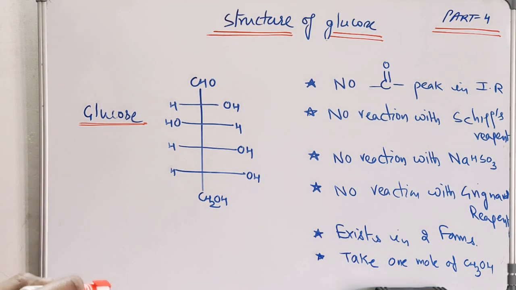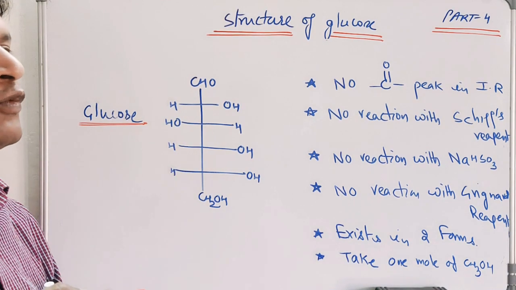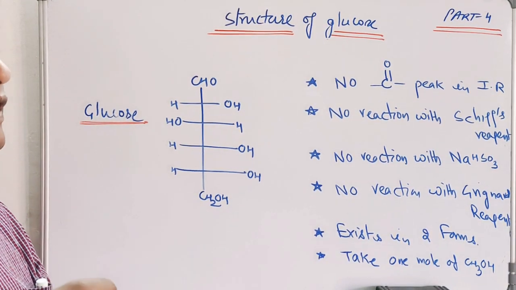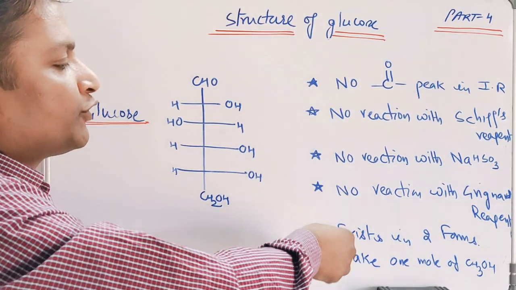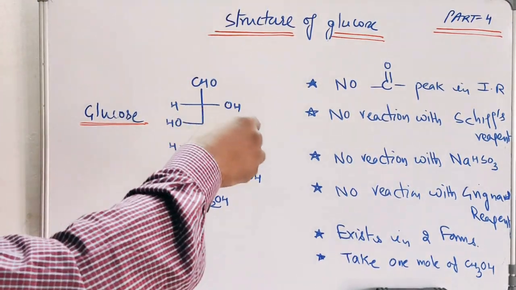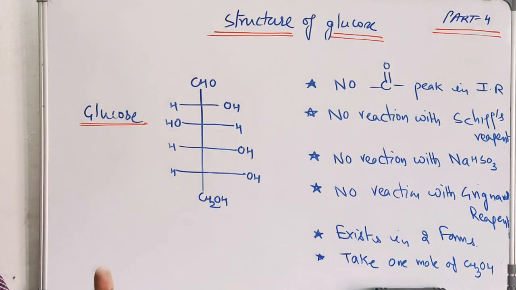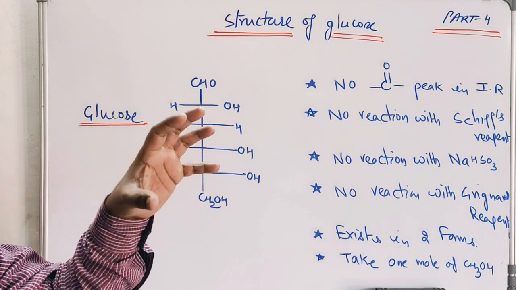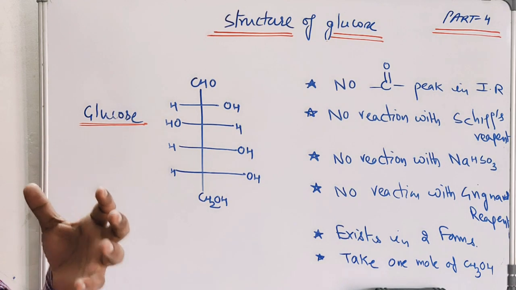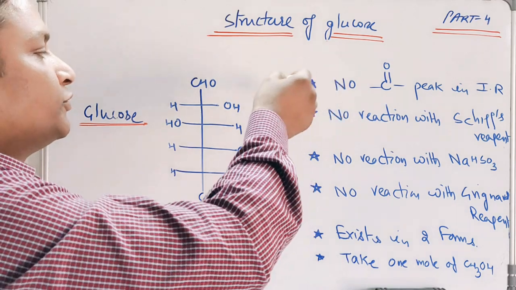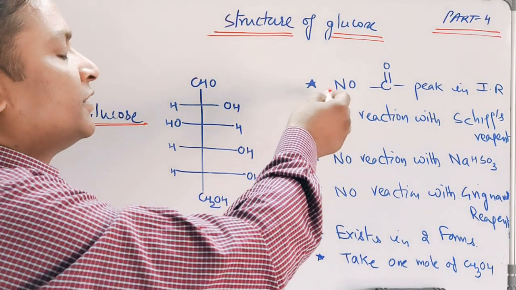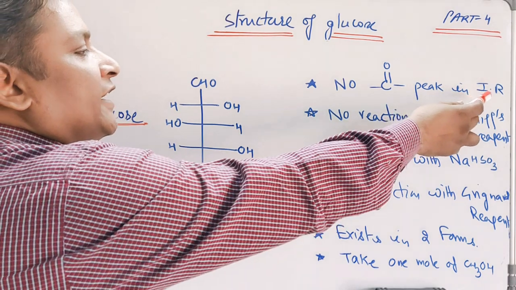But there were some reactions which were not observed with this open chain structure of glucose. And what were these observations? There are different observations which were not seen with this compound, and due to the non-observation of these reactions and facts, the open chain structure was placed in some doubt. It means glucose must exist in some other form. So what are the different reactions which were not observed with this open chain structure? First, there was no CO peak in the IR spectra.